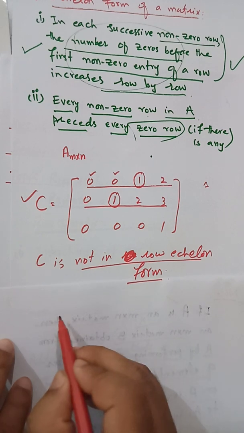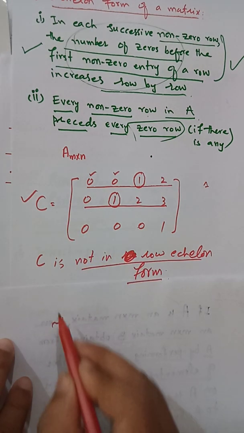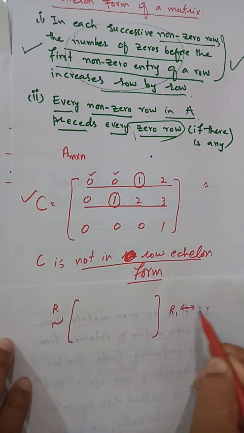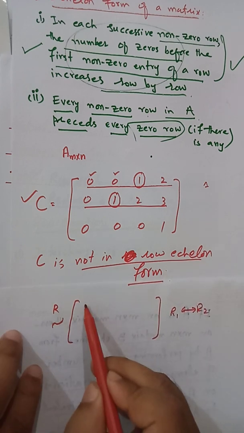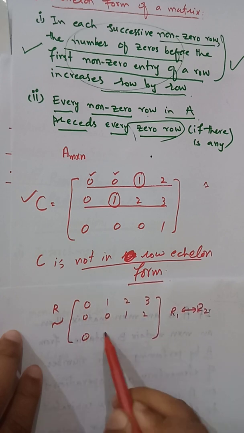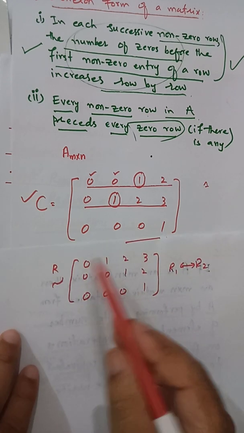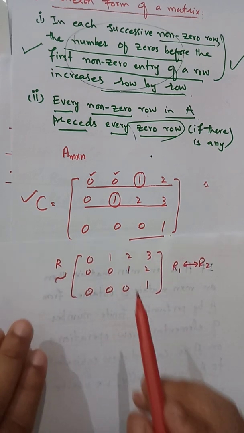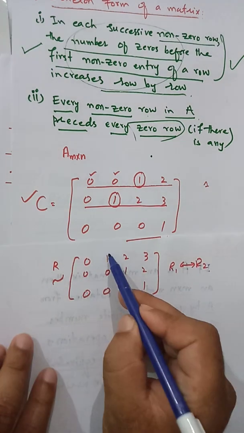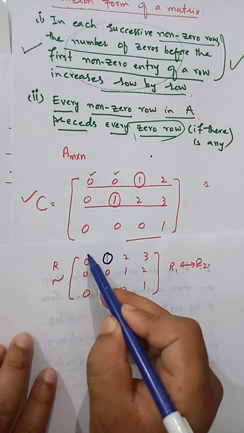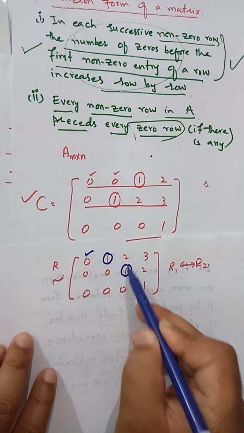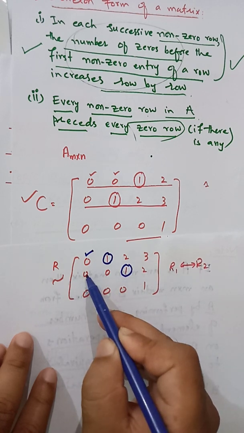So if I interchange, let's say I am finding the row equivalent matrix of this, and I am interchanging R1 and R2. So you see that R2 will be written in place of R1 and R1 will be written in place of R2. Now you see that this matrix is in the echelon form because this is the first non-zero row. In the first non-zero row, the first non-zero entry is this. Before the first non-zero entry, there is 1 zero. This is the second non-zero row. Before the first non-zero entry, there are 2 zeros, so the number of zeros is increased.